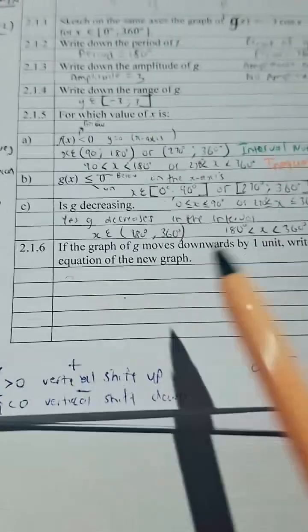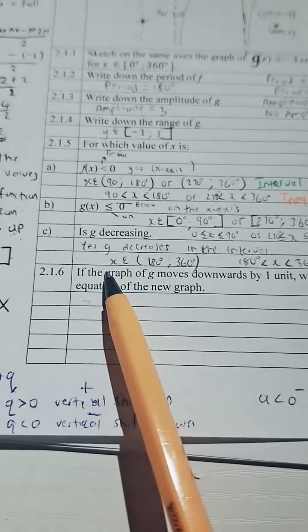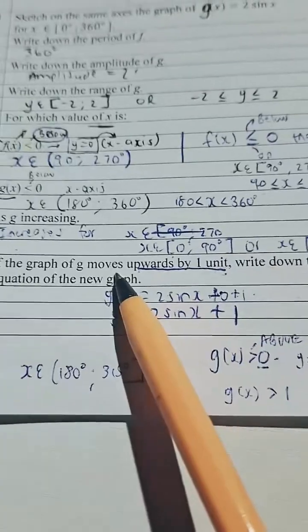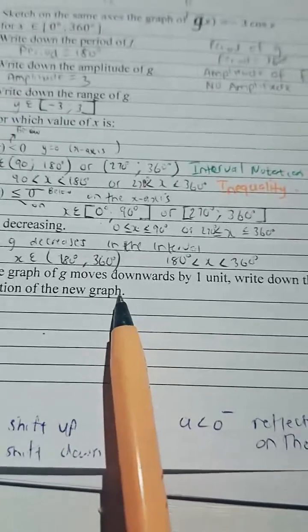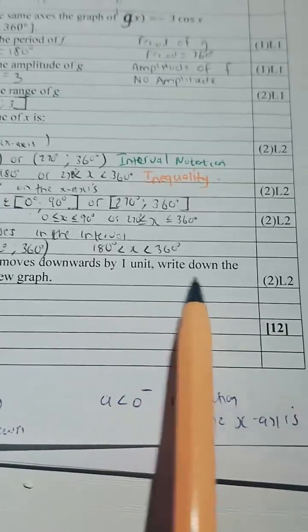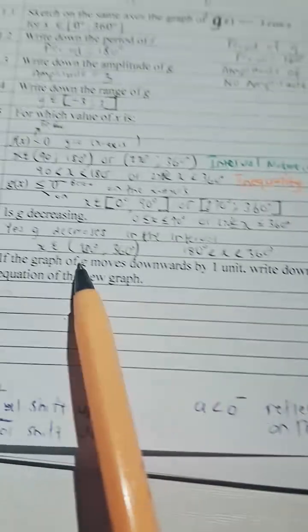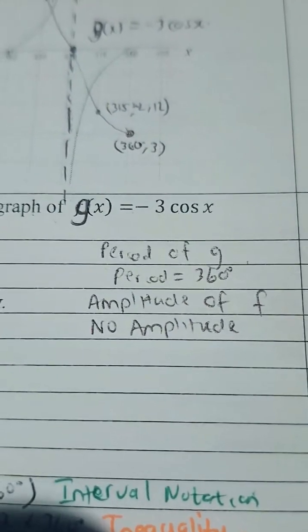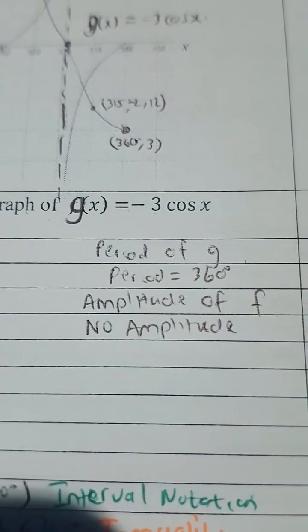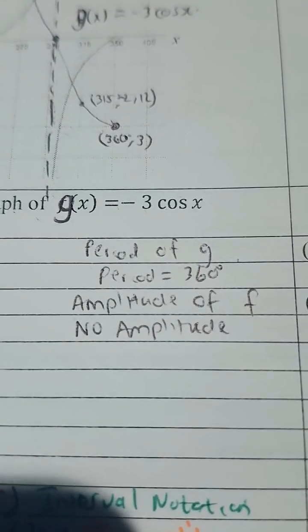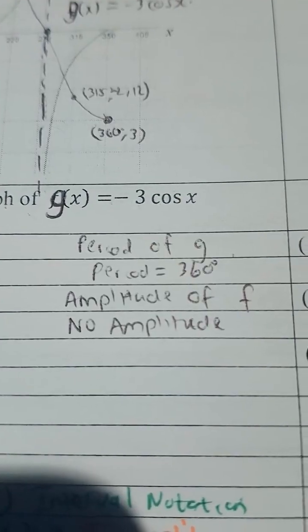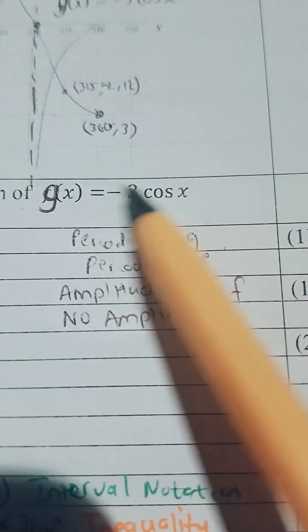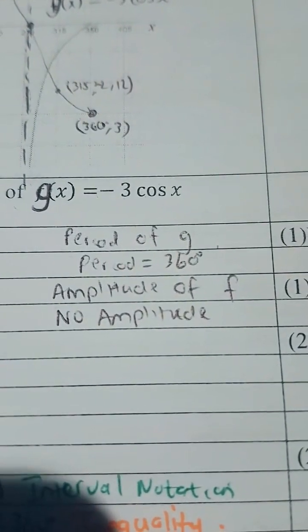Then 2.1.6 is: the graph of G moves downwards by 1 unit. Remember last time we said if the graph of G moves upwards by 1 unit. Now this time we are saying if the graph of G moves downwards by 1 unit, write down the equation of the new graph. There is G. Guys, if this graph of G moves downwards, please give me the new function. The comment section is yours to populate and let me know what you think. If this function moves downwards, what's the new function of G?